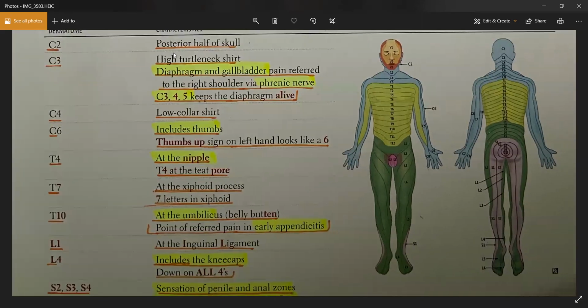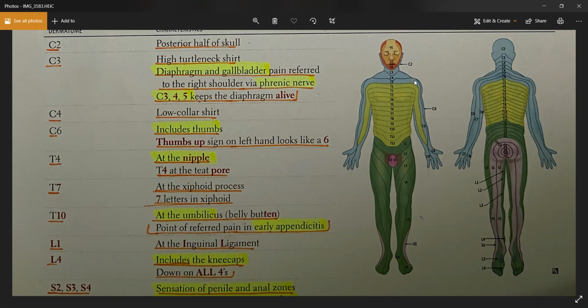So C2 supplies the posterior half of the skull, C3 the turtleneck shirt area, and then you have the diaphragm and the gallbladder, because you guys know what nerves. It is already written: the phrenic nerve, which is C3, C4, and C5, as you can see. So the nerve roots which form the phrenic nerve also supply that part. Whenever you get irritation of the phrenic nerve, the pain will always refer to these areas, and that's why the pain of a heart attack sometimes refers to the shoulder and to the arm and then the jaw, right? Because the roots which supply the phrenic nerve also supply the C3, C4, and C5 parts, right?